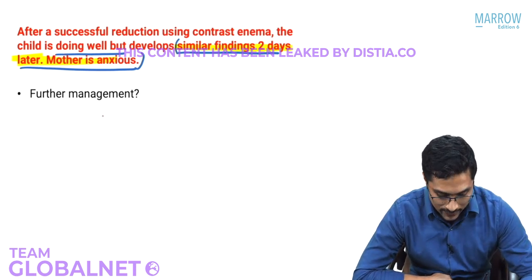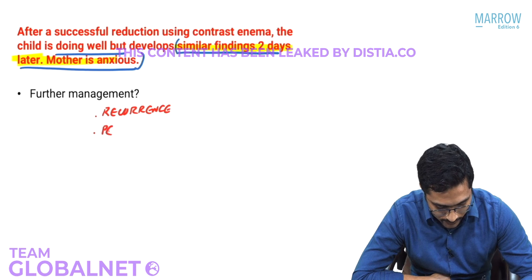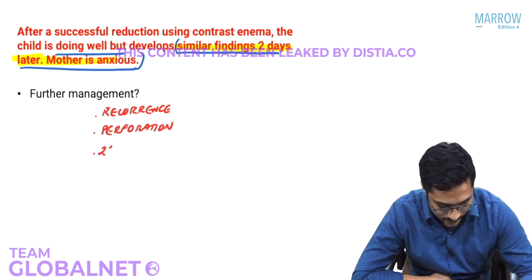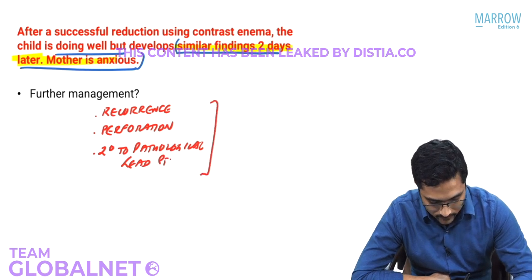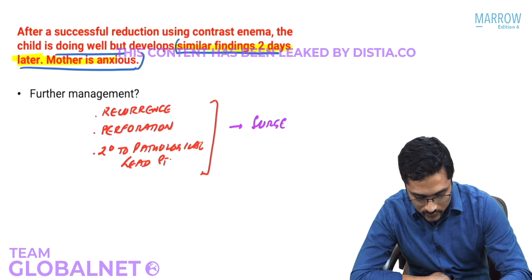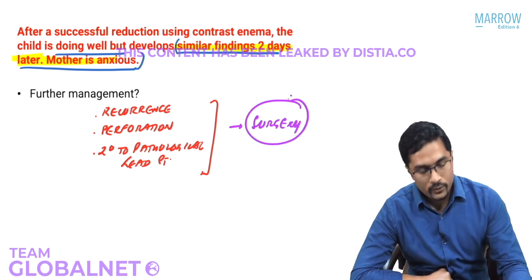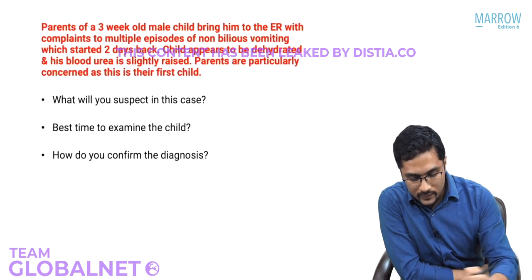So if there is a recurrence, or if there is perforation, or if it is secondary to a pathological lead point, then in these patients, you need to carry out surgery. So now we can't do another trial of non-operative management. Now we need to operate the patient and we need to deal with the conditions.